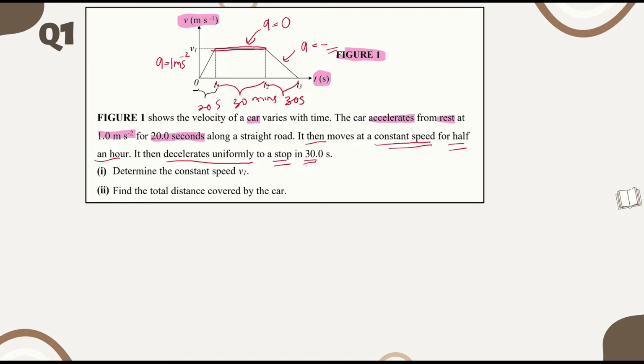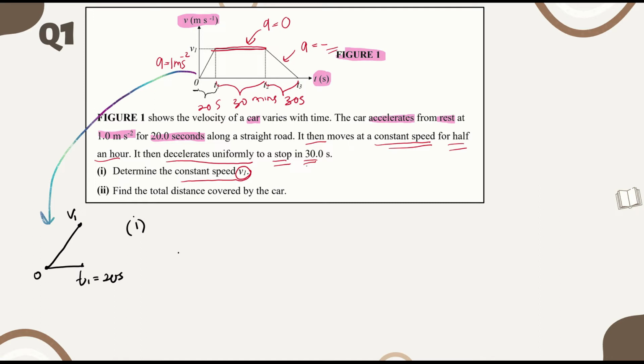So now let us solve the first question. Determine the constant speed v1. If we refer to this part, let's say we have a bigger image, v1 is here. The starting point is here, 0, and here is t1. So from 0 to t1 it takes 20 seconds.